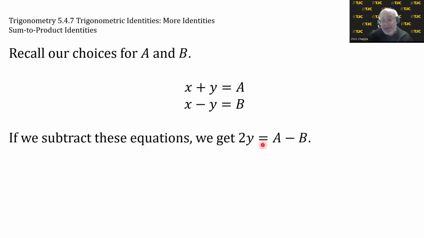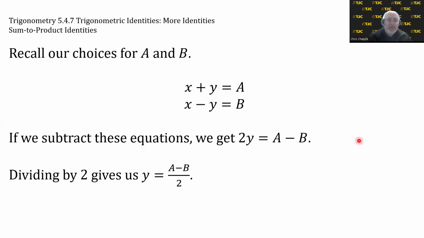If we subtract these equations, the x's would cancel, x minus x is 0. y minus negative y would give us 2y, and on the right side we would get A minus B. Well, dividing both sides by 2 gives us y equals A minus B over 2. This could also be written as 1/2 times the difference of A minus B.